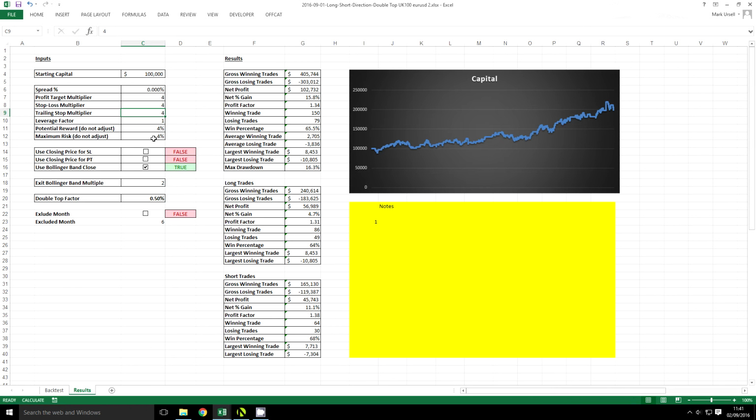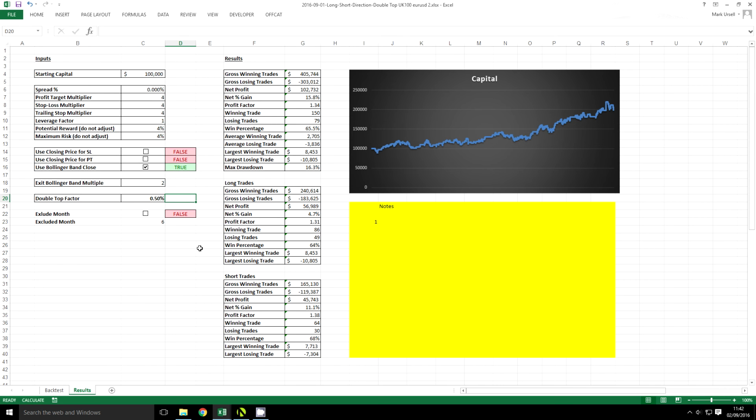You can see here the potential risk, the potential reward and the maximum risk. These here are based, again, on the stop loss and profit target. Got a few other things here. One of these is that I'm using a Bollinger Band close. Again, I've recorded videos on this, and please have a look at these if you are interested in it. It's trying to exit the position when the market is stronger. I'm using a factor here, and if you want to know more about this factor, you might want to check out the previous video. And we've got a potential to exclude months.